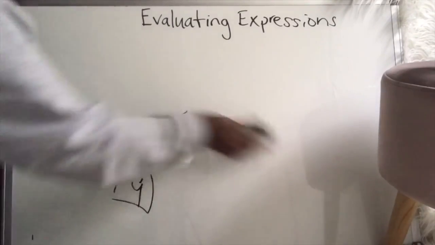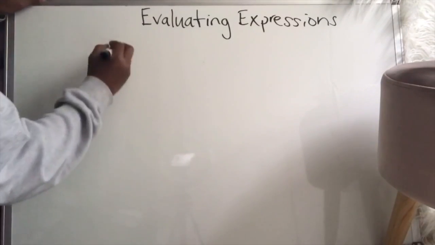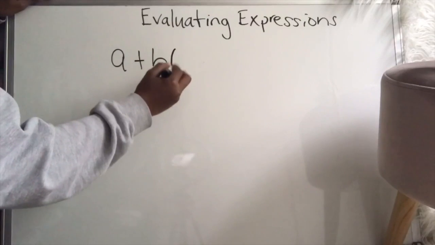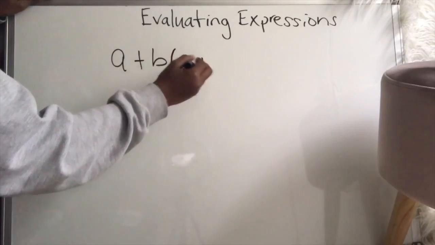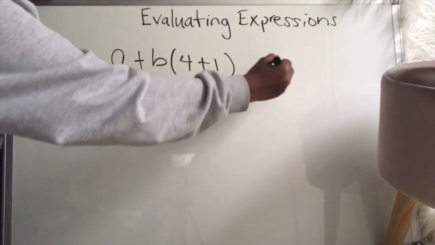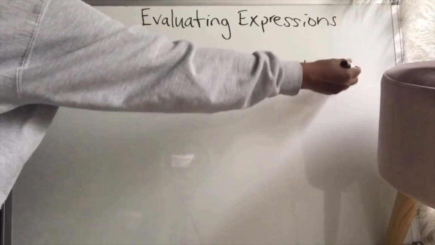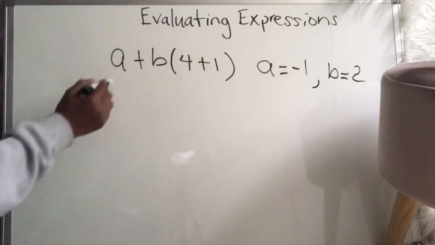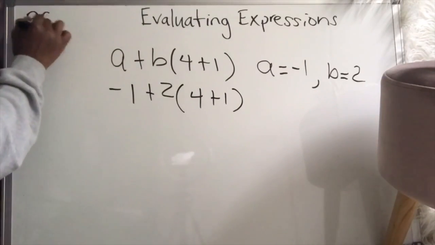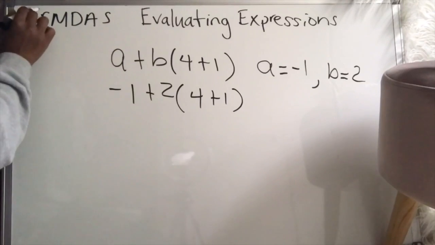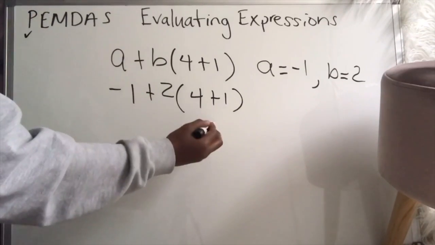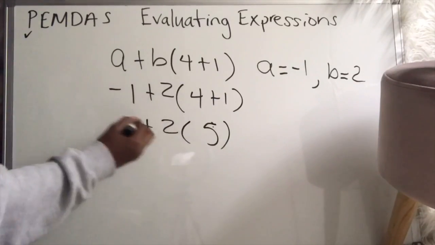Let's make it a little more challenging. A plus B times 4 plus 1, and let's use some negative numbers. So A is equal to -1 and B is equal to 2. Alright, so -1 plus 2 times 4 plus 1. PEMDAS. Do we have anything in our parentheses? Yes. 4 plus 1. 4 plus 1 is 5 times 2 plus -1.